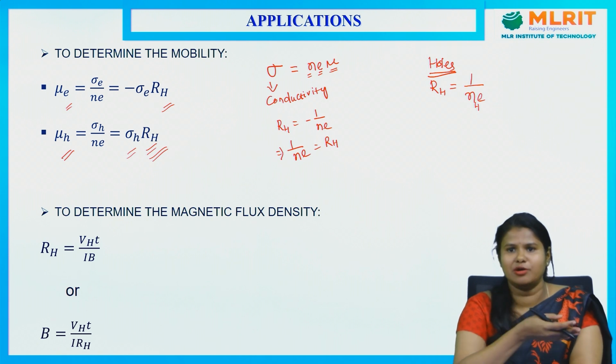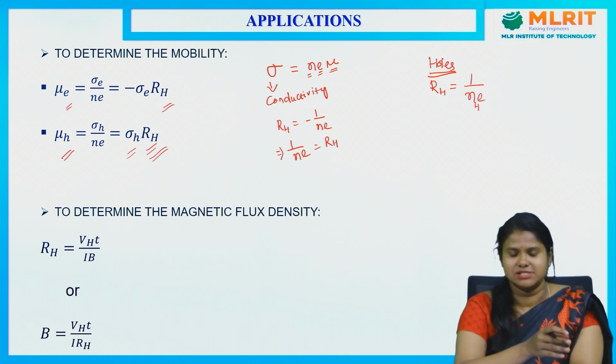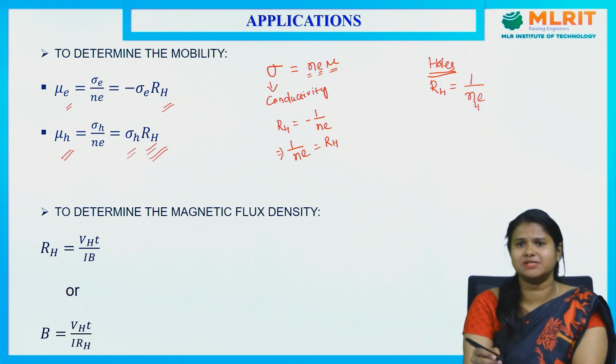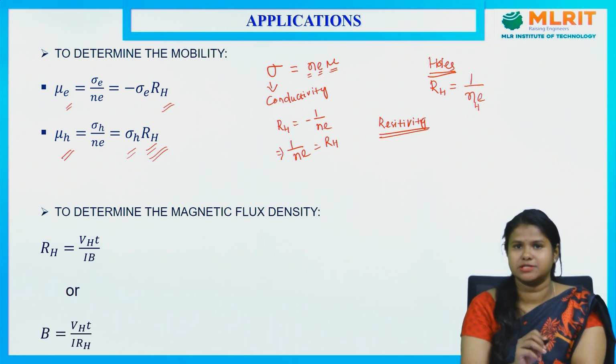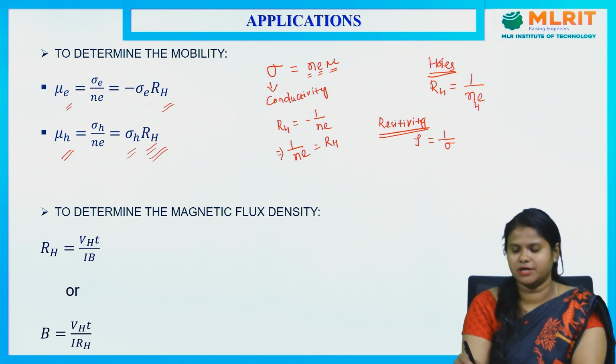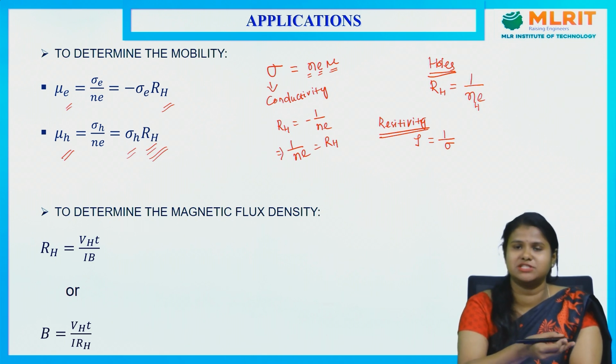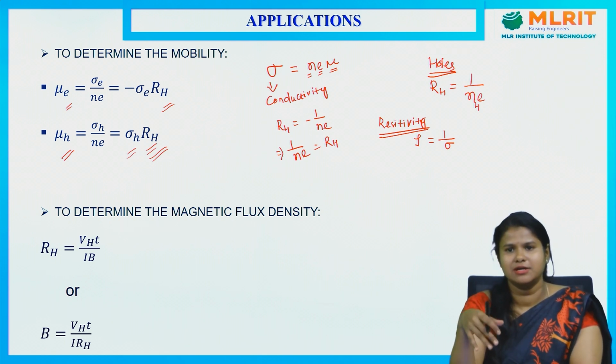Also, if the values of mobility and Hall coefficient are given, we can determine the conductivity of the particular charge carriers. Also, from this we can find the resistivity. Resistivity is represented as rho, and it is the reciprocal of conductivity. So if we can find the value of conductivity from this equation, we can also find the resistivity.